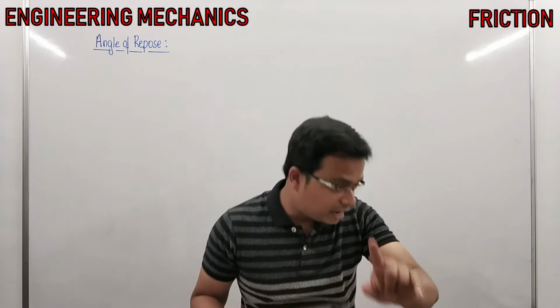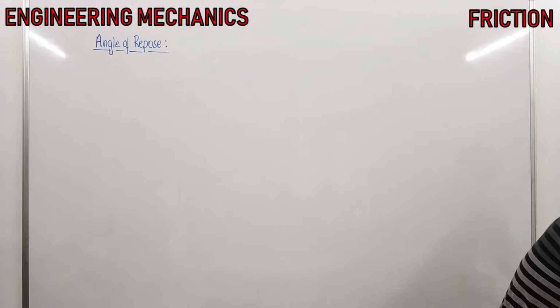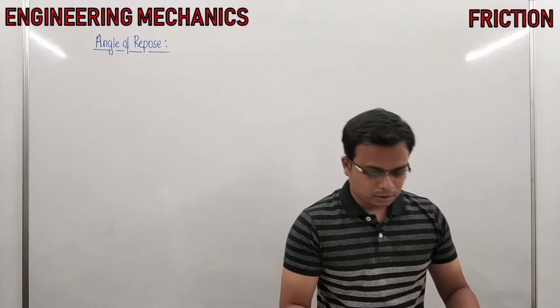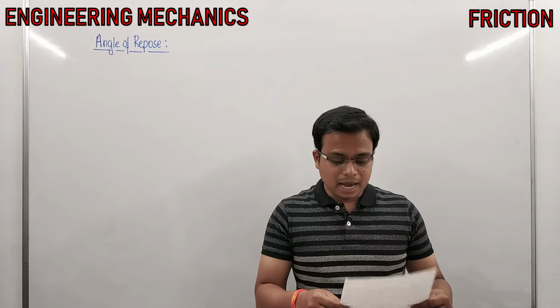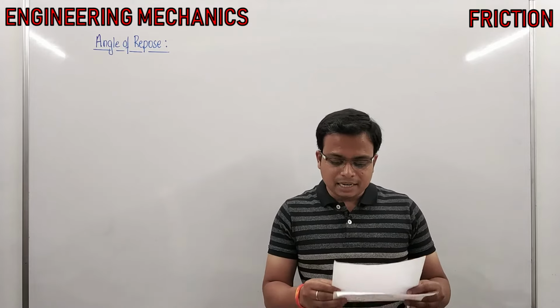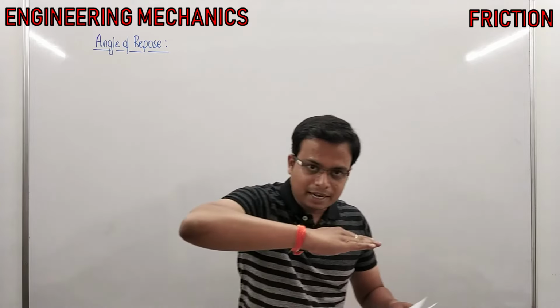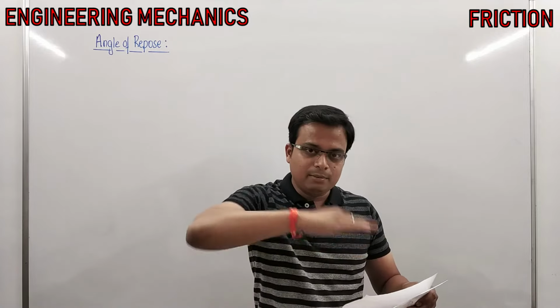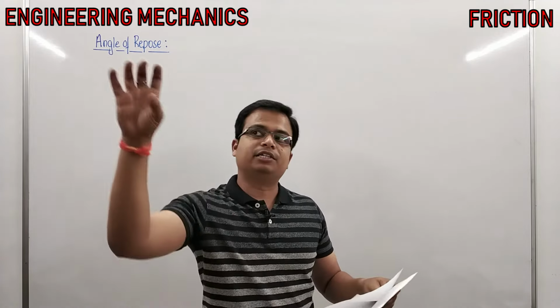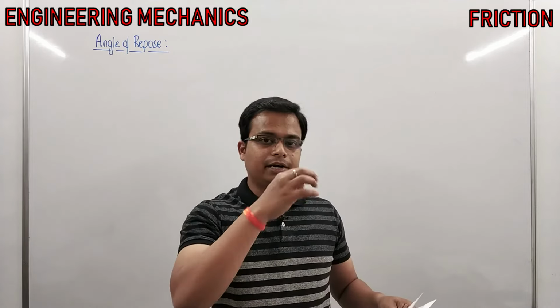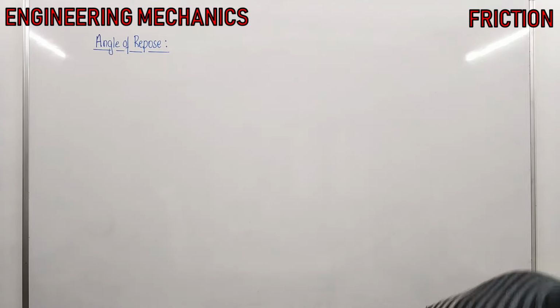So let me define this. Angle of repose, well guys, I don't want to write this, please note this down. Angle of repose is the minimum angle that an inclined plane makes with the horizontal when a body placed on it just begins to slide. It is the minimum angle. Again, let me just show that.